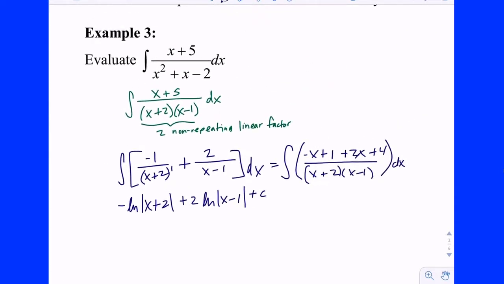Okay, so when does this method work? This method works when you have a ratio, a rational function, and your denominator factors into the product of non-repeating linear factors. Okay? Non-repeating linear factors.